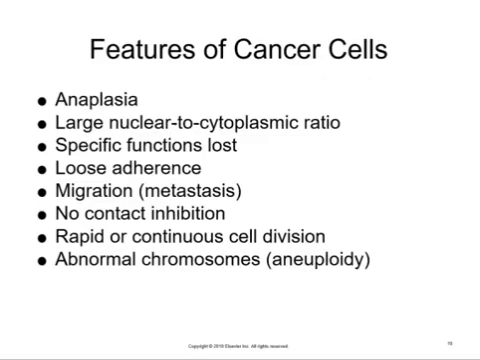Chromosomal abnormalities are present in cancer cells. And there's really no rhyme or reason to this. They could have too many chromosomes, they could have too few. Some that are there could even be broken or damaged. So the key here is that they're going to have chromosomal abnormalities.